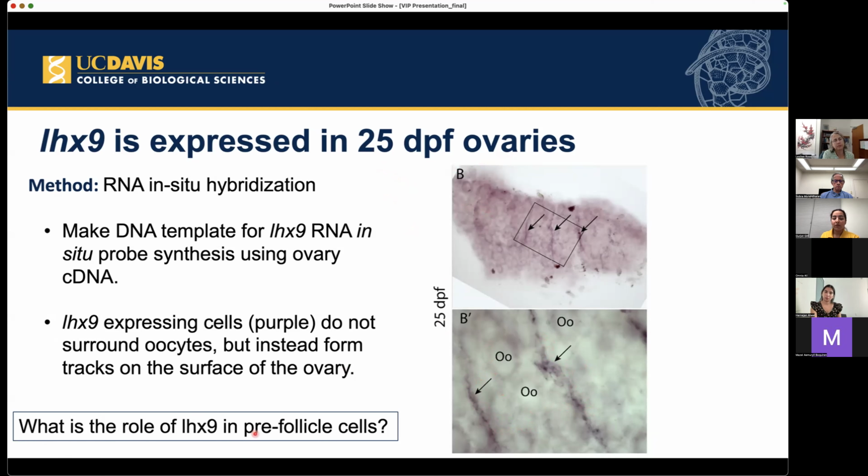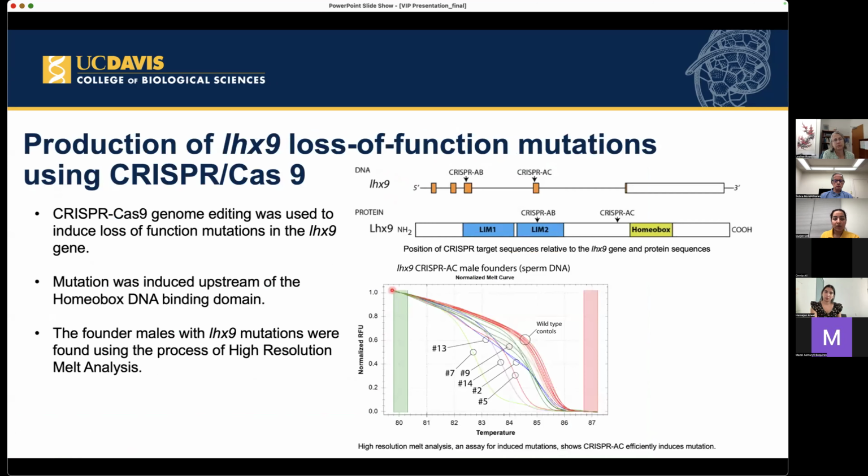So what is the role of LHX9 in pre-follicle cells? In order to study that, we induced loss-of-function mutations using the CRISPR-Cas9 genome editing tool. Over here, this figure shows LHX9 DNA, and this is exon 3 and exon 4. So CRISPR-AB targets a sequence of exon 4, and CRISPR-AC is expected to target a sequence of exon 4. And this is the protein. The protein is obtained after transcription of the LHX9 gene.